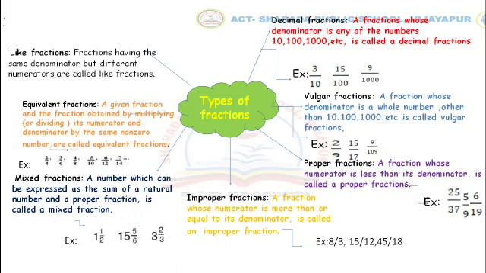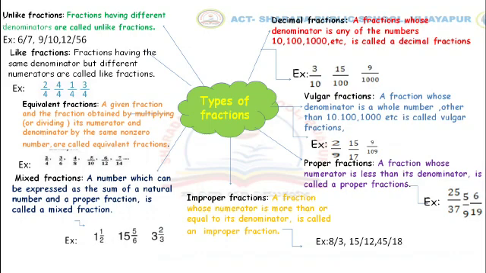Like fractions: fractions having the same denominator but different numerators are called like fractions. For example, 2 by 4, 4 by 4, 1 by 4, 3 by 4. Here all the fractions have the same denominator, that is 4. Unlike fractions: fractions having different denominators are called unlike fractions. For example, 6 by 7, 9 by 10, 12 by 56.